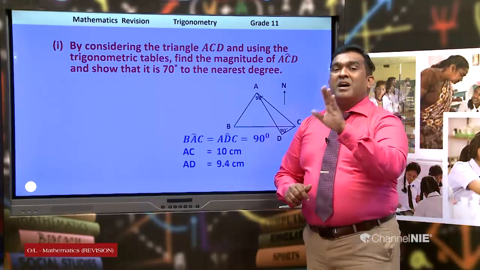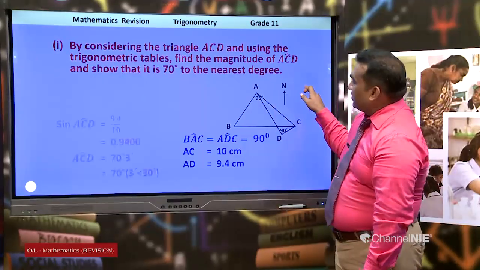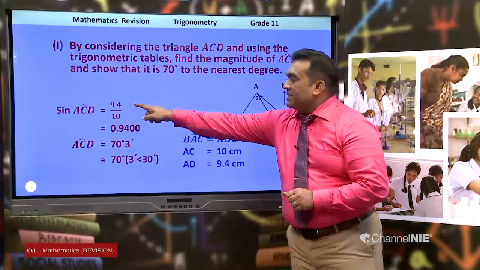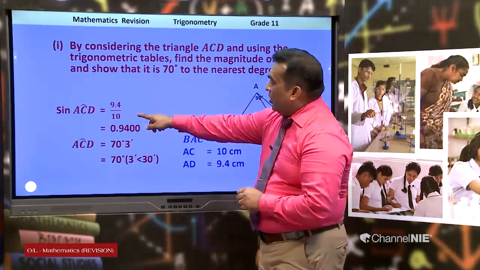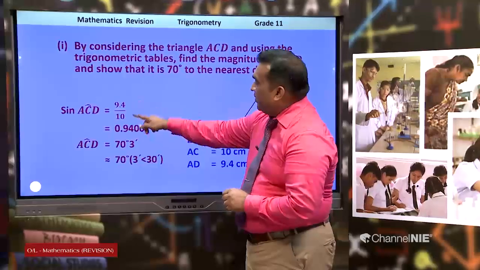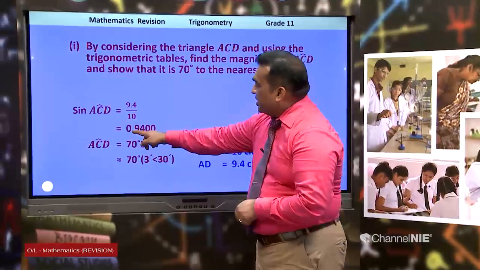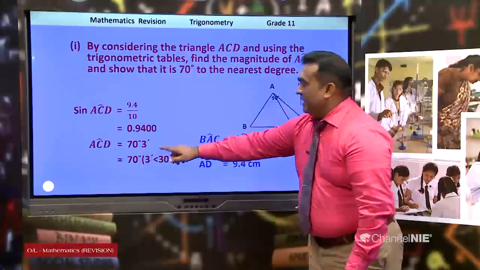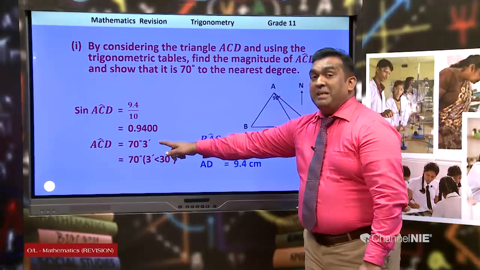Opposite over hypotenuse. Then sine ACD is equal to opposite side 9.4, hypotenuse 10. After dividing these two numbers, you have 0.9400. Now ACD is equal to, from natural sine table, you have to find out the location of this value. Right? In first column you can see degree. In second column you can see minutes.